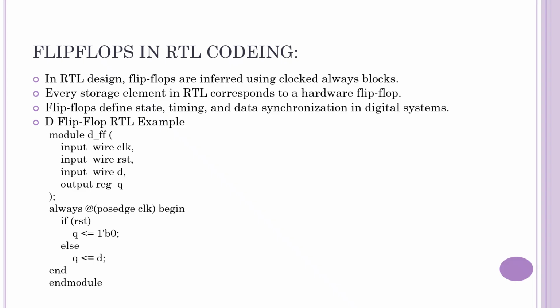What do RTL tools infer? Always @(posedge clk) for a D flip-flop, reset inside the block for a flip-flop with reset, and multiple flip-flops, which are registers, combined with logic, data path, and FSM storage. Why do flip-flops matter in RTL? They store data across clock cycles, enable pipelines, counters, registers, and FSMs, are critical for timing closure and synchronization, and are the foundation for processors, controllers, and interfaces.